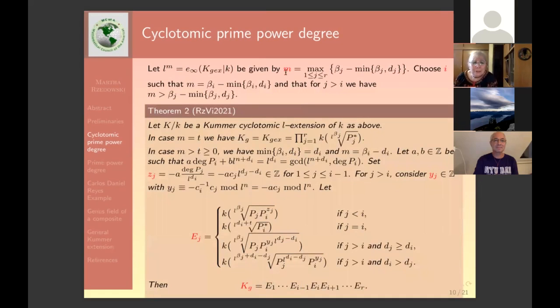We introduce more notation, NM, and also NI, that we can choose or obtain. In this case that we have a Kummer cyclotomic L extension of K with all the conditions as above, one prime L and several radicals, we have two cases. If M is equal to T, the M and T defined before, then the genus field is equal to the extended genus field. It's this nice expression. But if M is larger than T, then we have to consider all these things, and our genus field is the composite of all these, which gets quite complicated, as you can see.